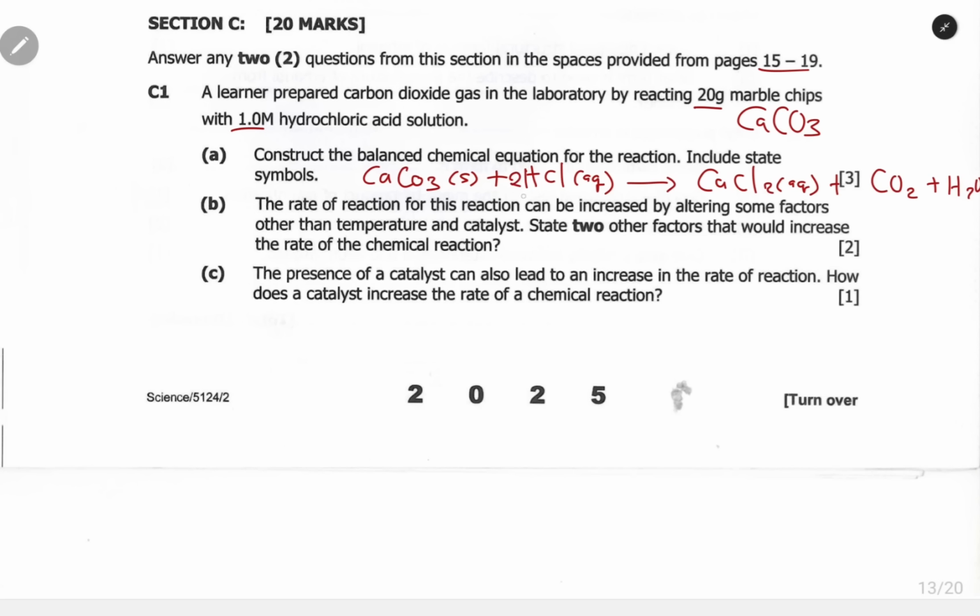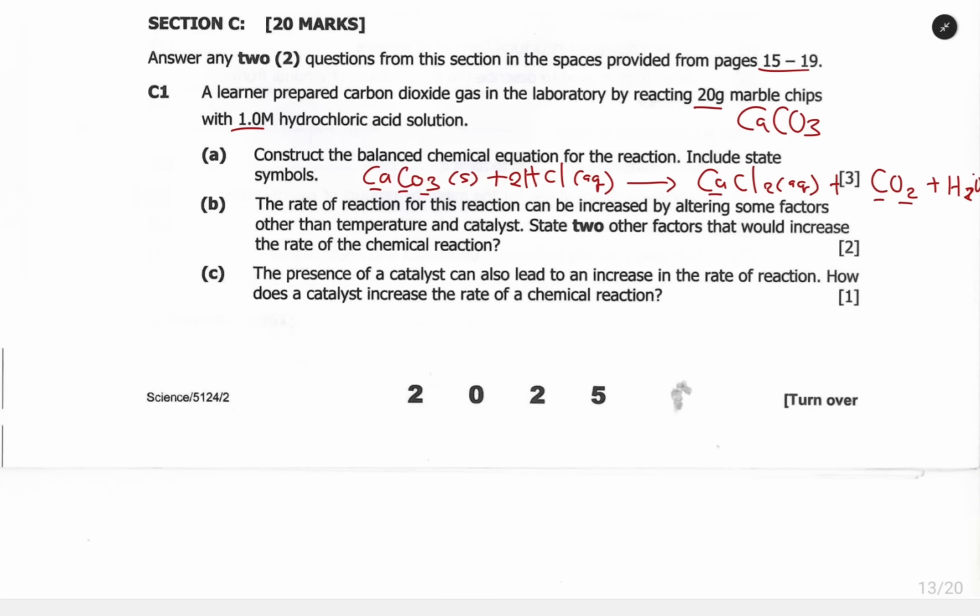Let us check. Hydrogen 2 there on water. What about calcium? Calcium 1, calcium 1. Carbon 1, carbon 1. Oxygen, here there's 3. Here there's 2, then plus that one on water, 3. So this is the balanced chemical equation for the reaction. I guess you are able to see clearly.